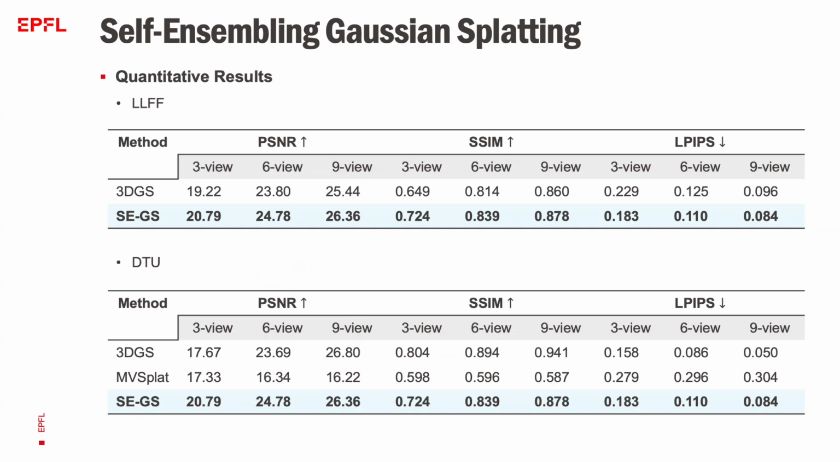These are some quantitative results on LLFF and DTU datasets. More results are reported in the main paper. Here, we evaluate the methods with 3, 6, and 9 training views. Compared with the original 3D-GS, our method achieves much better results.